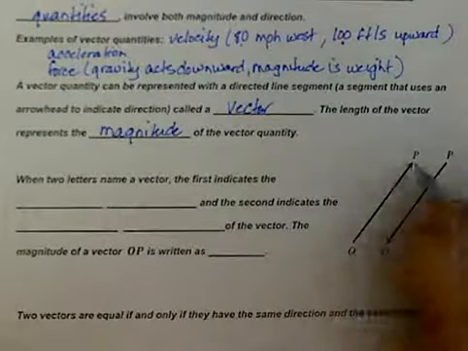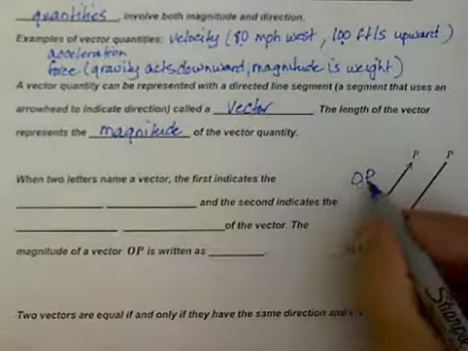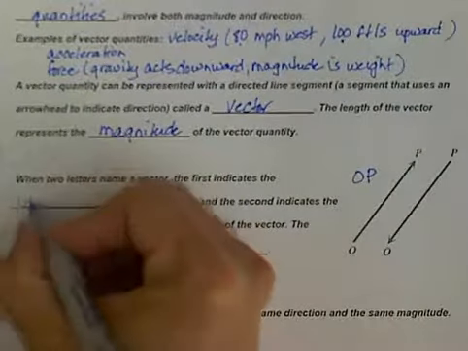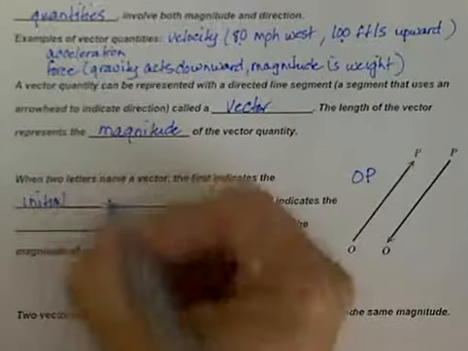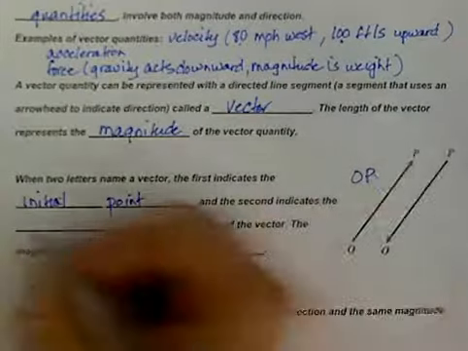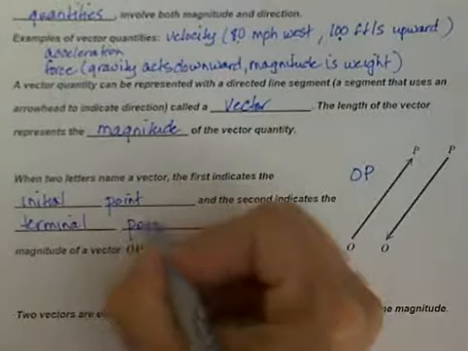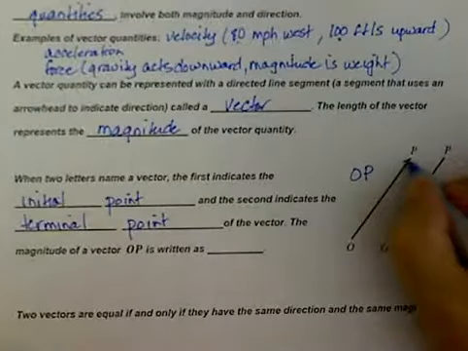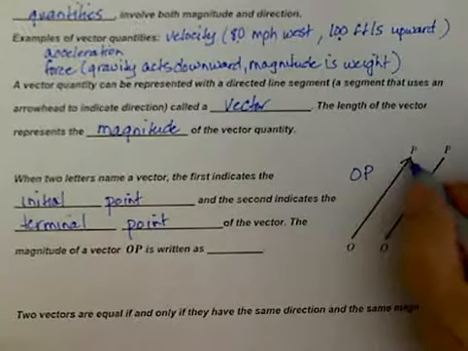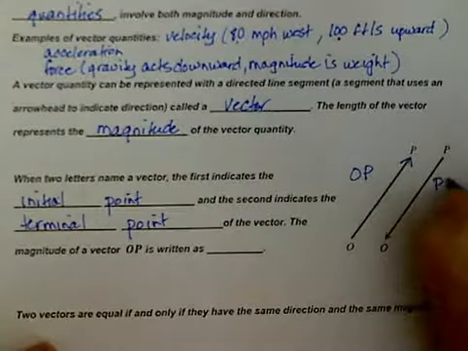If we have two letters that say the beginning and ending of the vector, we could name the vector just by naming those 2 points. The first point is going to be the initial point of the vector. In other words, that's where it's starting. And the second point is going to be the terminal point or the end point of the vector. That's where it's ending, and that's going to be where the arrow is. So this vector right here would be OP. This vector right here, because it starts at P and ends at O, this one would be PO.